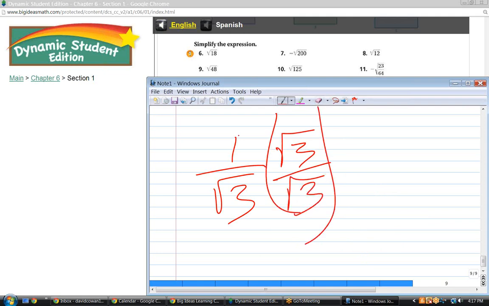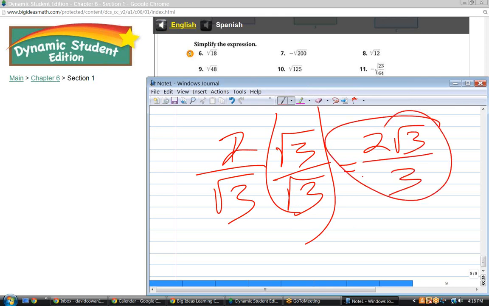Yeah. So 2 over root 3, I would do exactly the same thing. Now my answer would be 2 root 3 over 3. That also has a rational denominator. Okay?